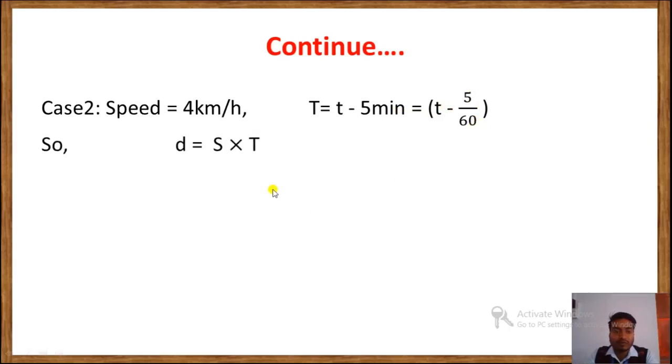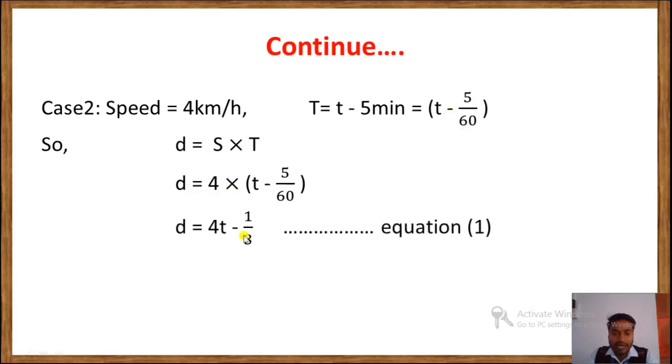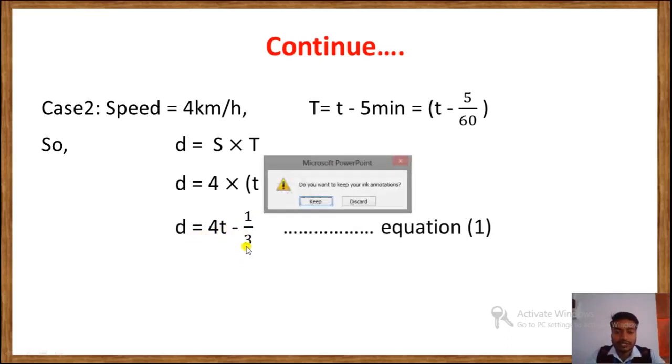Now same way we have to find out the distance. So distance equal to speed into time. Speed we have 4 km, into time we have t minus 5 by 60. Okay, when we multiply we'll get here d equal to 4t minus 1 by 3, and this is equation number 2.